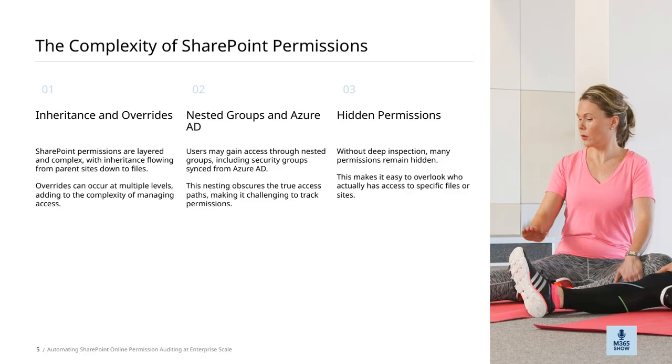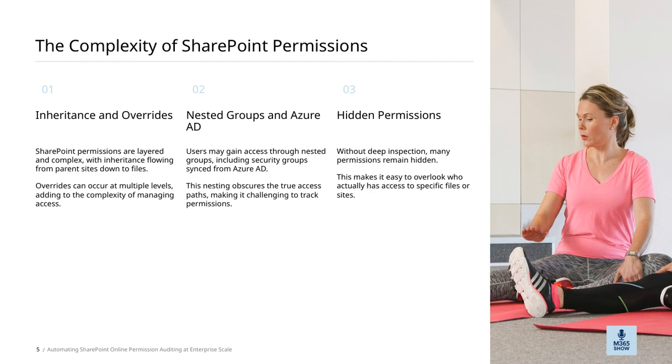Let's take a closer look at the complexity of SharePoint permissions. Without thorough inspection, many permissions can stay hidden from view. This means it's easy to overlook who actually has access to specific files or sites, which can pose security risks. One of the main challenges is hidden permissions, especially when users gain access through nested groups. These groups can include security groups that are synced from Azure Active Directory, and this nesting makes it difficult to see the true access paths. As a result, tracking permissions becomes quite challenging.